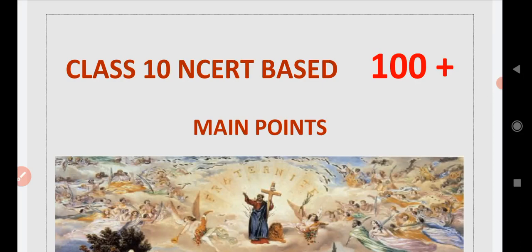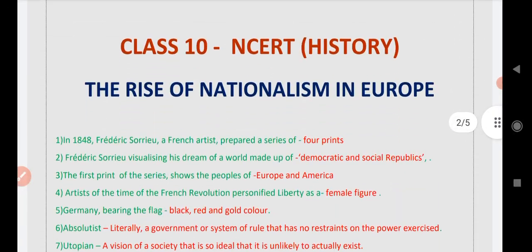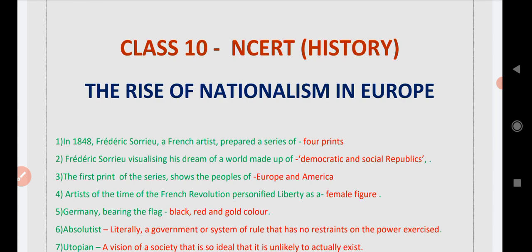Once again, I am here before you with 100-plus main points, and these points are based on NCERT books. So let's start. The first chapter is the rise of nationalism in Europe.